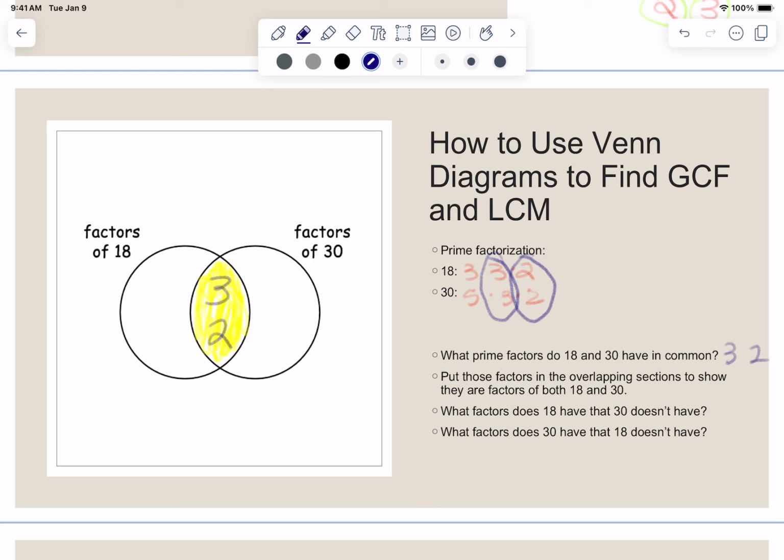And what factor does 18 have that 30 does not? Well, that's a 3. And the 30 has a 5 that 18 does not. Okay. So at least we've sort of organized our thoughts a little bit. Again, when I'm doing this, I'm doing it as if I were teaching this to a young crowd. So I'm doing all of the steps that I would do if I were in a grade school classroom, just so I can model what that would look like for you.